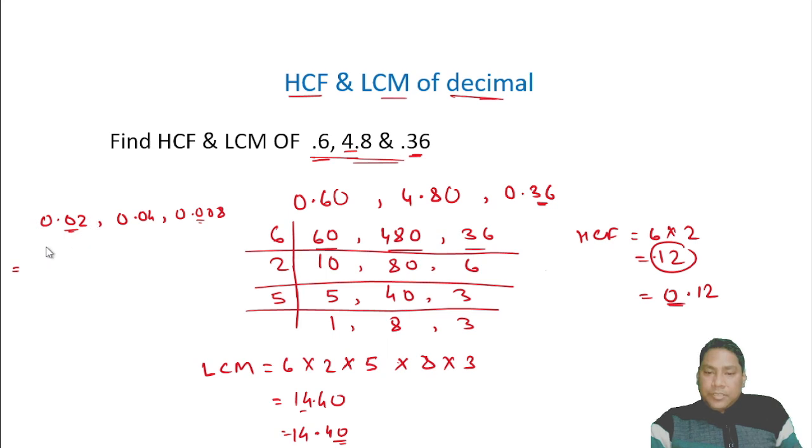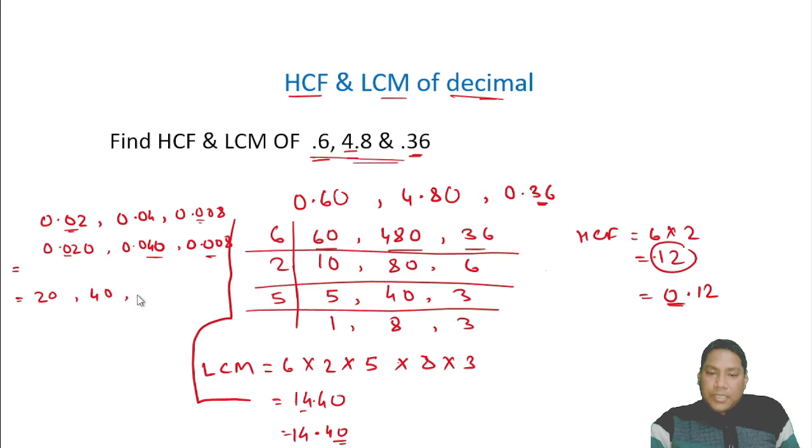We will put 0 here: 0.020, 0.040, and 0.008. So we have made 3 digits after the decimal. So we will write them all. If we take out the decimal, this will become 20, this is 40, and this is 8.